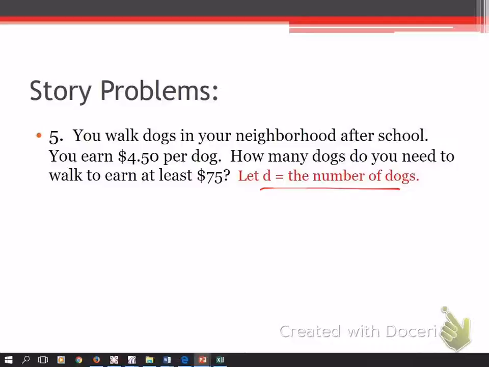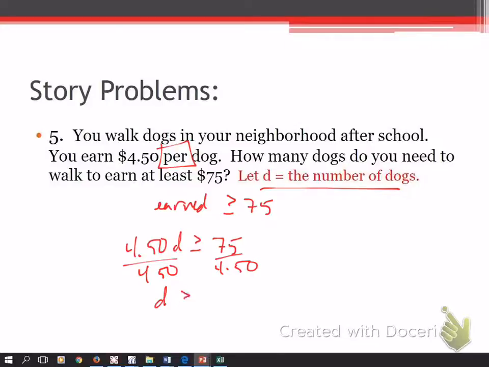Okay, well, we can look at it this way. Your money earned needs to be at least $75. Are you okay if you make more than $75? Sure you are. So our inequality is going to be greater than or equal to $75. Now, how do you figure out how much money you earn? Well, D is the number of dogs, and there's this word per here. You get $4.50 per dog. Per means multiply. So we're going to take 4.50 times D and make that greater than or equal to 75. Okay? Divide by 4.50.